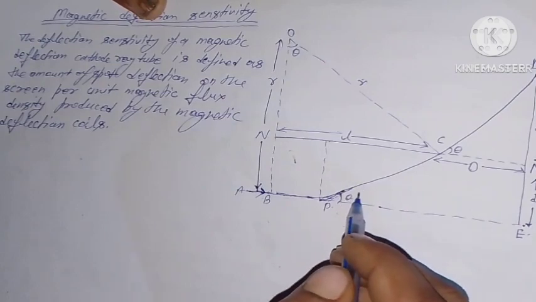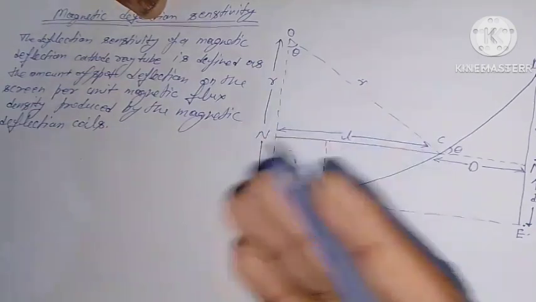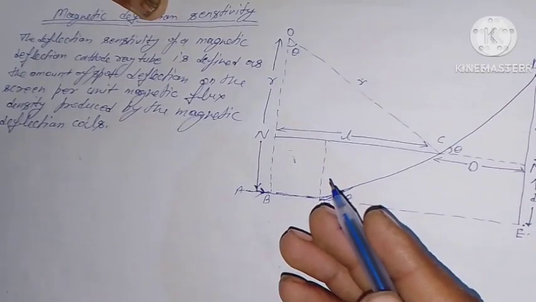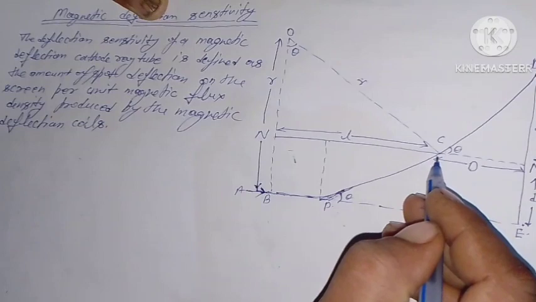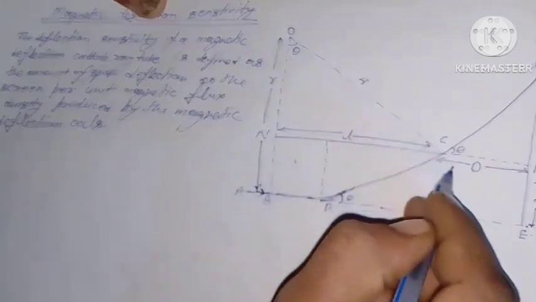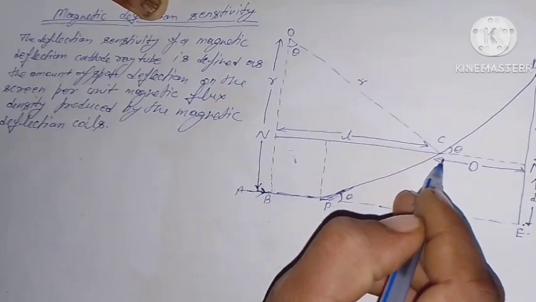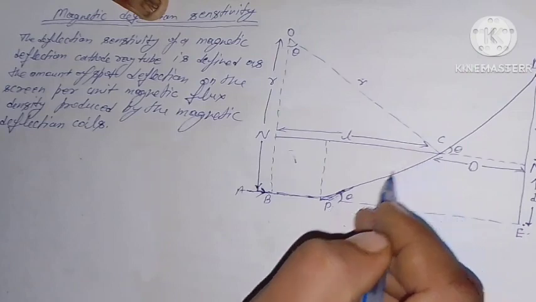The path of the electrons remains circular within the magnetic field, and after leaving the magnetic field, the electrons move in a direction CD tangential to the circular arc at C. Let R be the radius of the circular arc ABC.